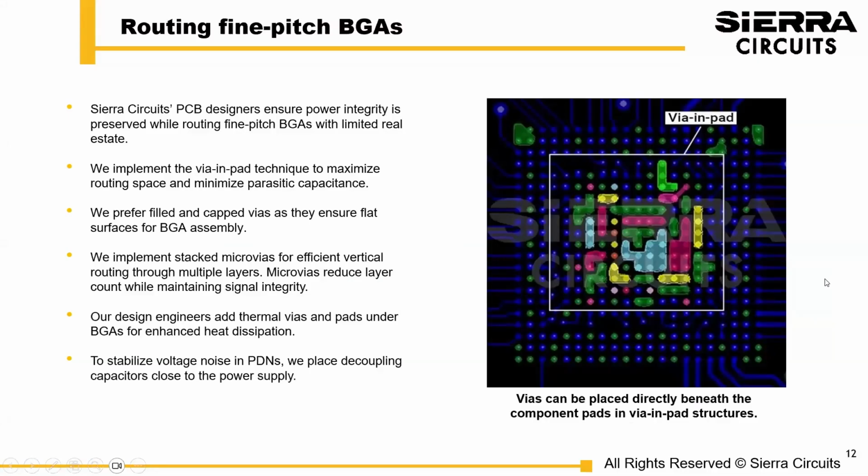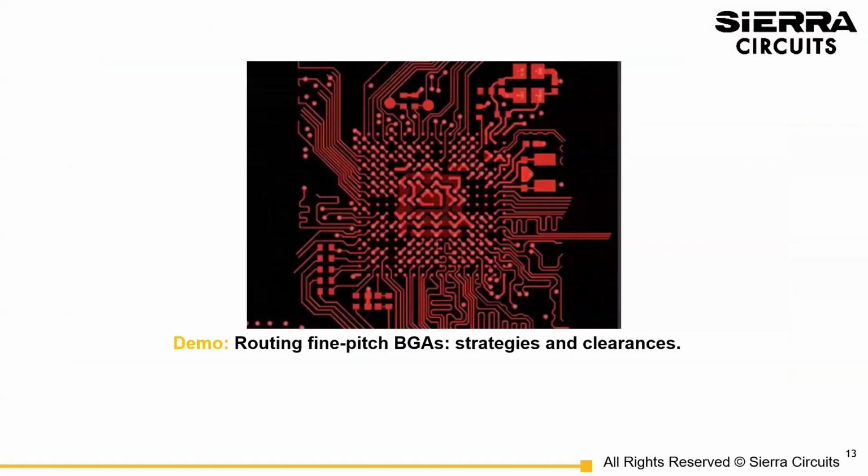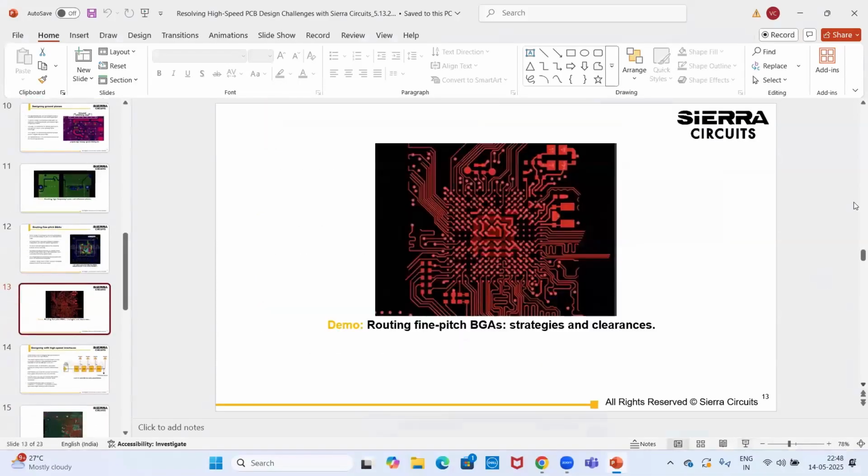Let's now start with routing fine pitch BGAs. Sierra Circuit's PCB designers ensure optimum power integrity is preserved while routing fine pitch BGAs with limited real estate. We implement via in pad to maximize routing space and reduce parasitic capacitance. Additionally, filled and capped vias ensure flat surfaces for BGA assembly. We also use stacked microvias for efficient vertical routing through multiple layers. Microvias reduce layer count while maintaining signal quality. We have another demo by Abhishek now on routing fine pitch BGAs. Over to you, Abhishek.